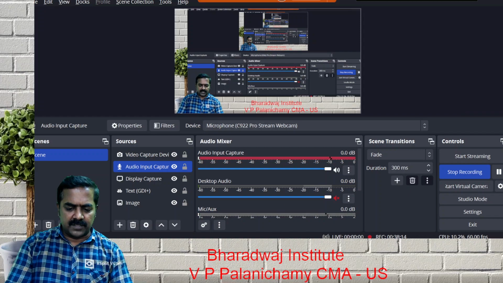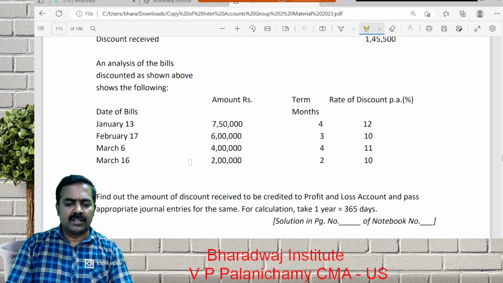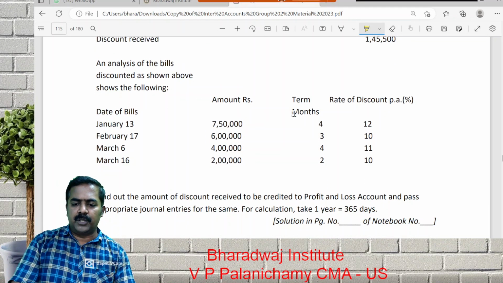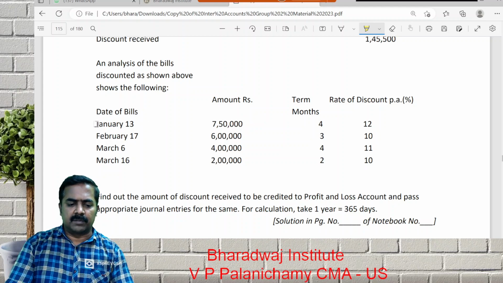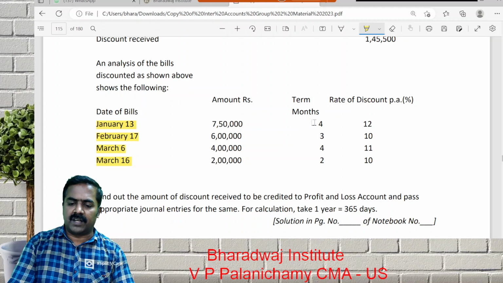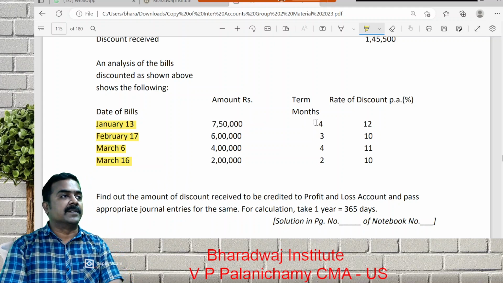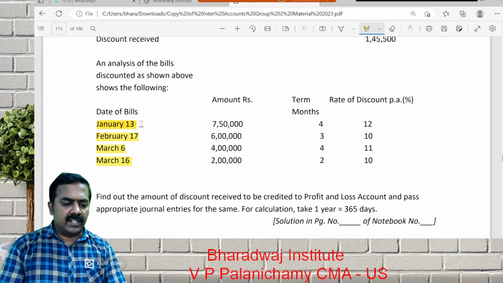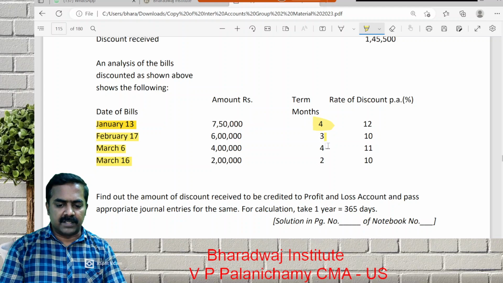Now the question is, we are not given a single amount. We are given some bills due after the year end. What is the date of the bill given? January 13, February 17, March 16, March 6 and March 16 are given. Amount is given. Term is given. What do you mean by term? January 13 bill will be due after how many months? 4 months. February due after 3 months. Then after 4 months, after 2 months, like that they have given.